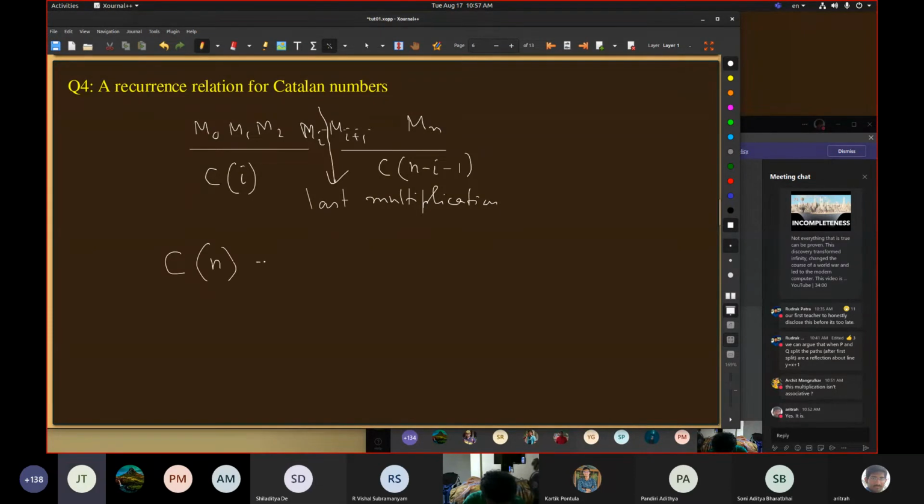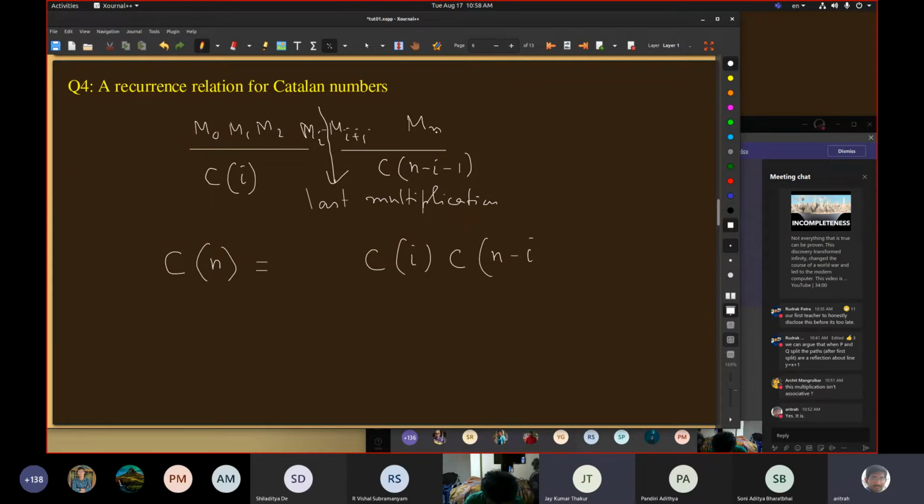Sir, in the left side, it should be i. 0 to i, i plus 1 elements are there, therefore i. No, yeah, I got it. Sorry. And this i ranges from 0 to n minus 1. Yes, 0 to n minus 1.